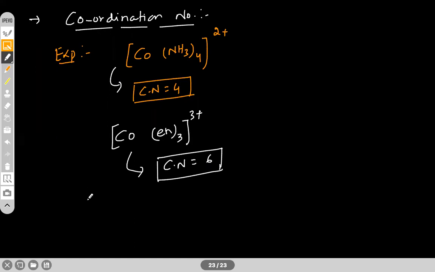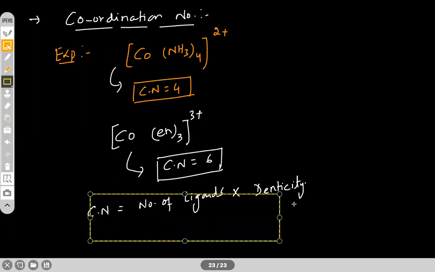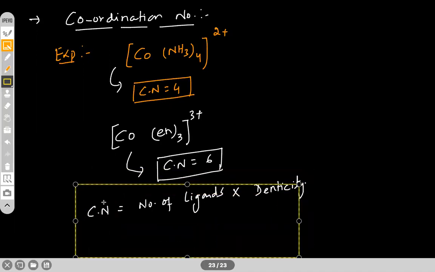So the formula for coordination number is the number of ligands into its denticity. But you have to cross-check how many atoms are actually bonded, because for the bidentate and monodentate ligand, the carbonate for example, if you use this formula, you'll get it wrong. You must have that understanding while doing these questions. In general, we use this formula.